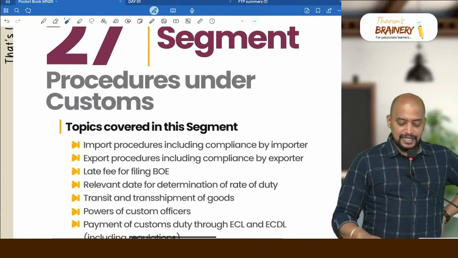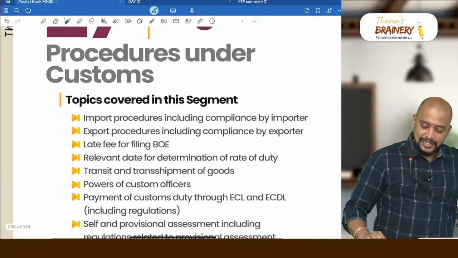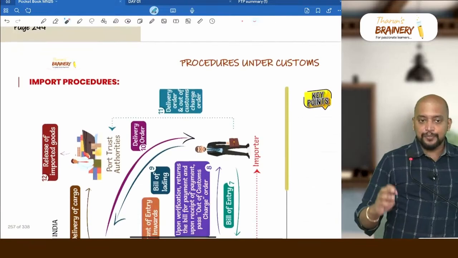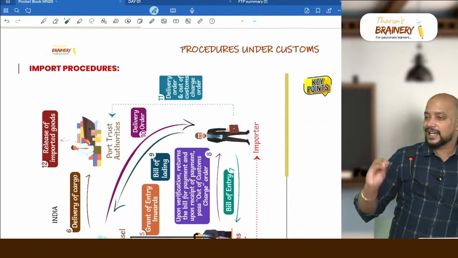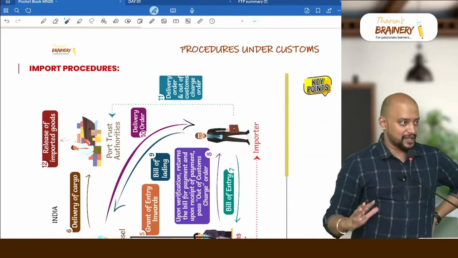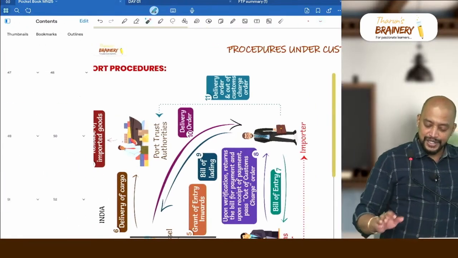Procedures under customs. In this, we have a lot of things: import procedures, export procedures, etc. I am taking it for some time and then we will take the lunch break. Okay. So see the import procedures.